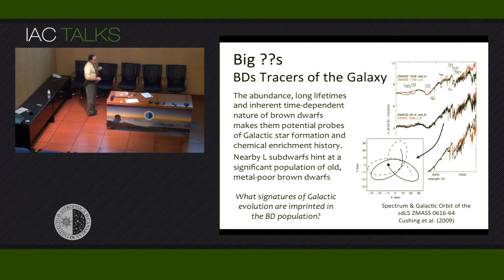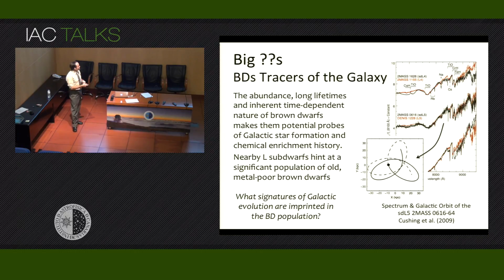Last point I want to make is a big question, and keep in mind these are my personal big questions, so there may be other big questions out there. But now that we are in this phase where we're discovering many, many brown dwarfs, we know that they are abundant, we know that they are very long-lived, and we know that they change with time. It means that they potentially could be very important tracers of the galaxy at large, right? And we know that they have existed through at least the bulk of the galaxy's age because we're starting to find brown dwarfs that for all purposes, appear to be halo objects, so must have formed very early on, or at least accreted into our galactic system from another place.